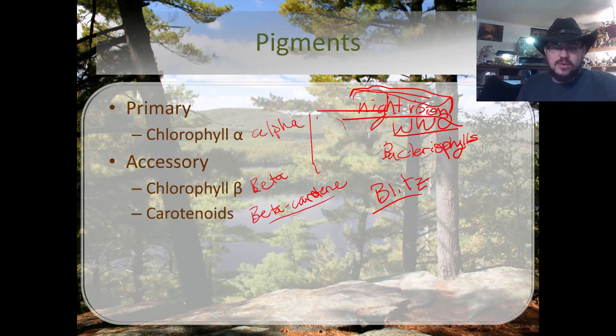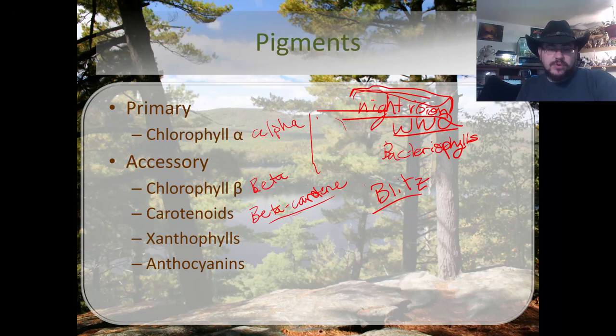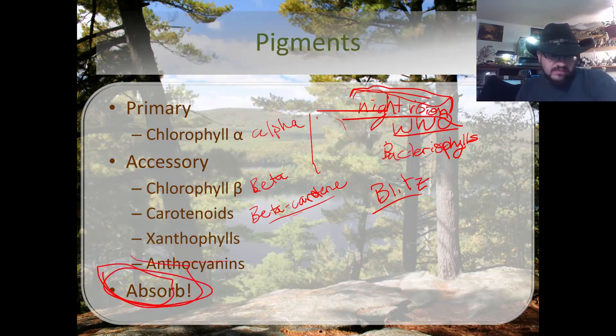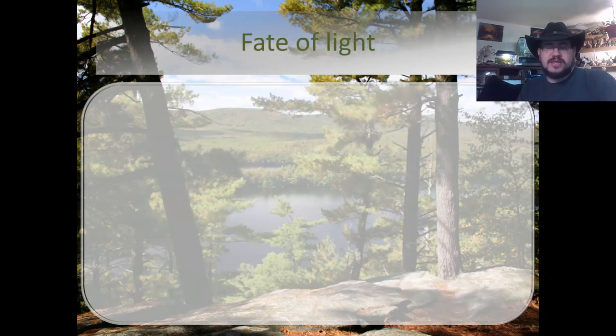So, continuing on. We also have a class called the xanthophylls. Xanthophylls are pretty cool. And finally, the anthocyanins. All of these pigments absorb different wavelengths of visible light at different rates and effectiveness. So, they're all about absorbing visible light. They absorb specific wavelengths.